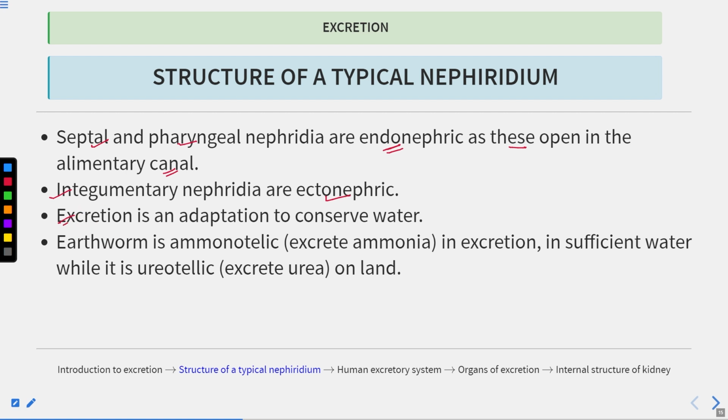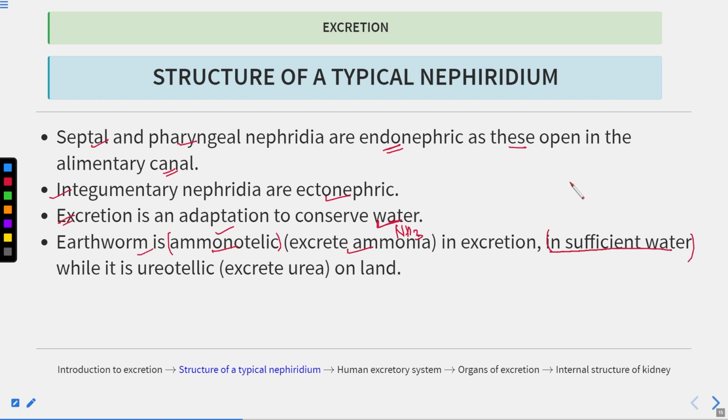Excretion in Annelida is an adaptation to conserve water. Earthworm can be ammonotelic, meaning it can excrete ammonia. We have already discussed ammonotelic organisms, where the primary excretory product is ammonia, NH3. The earthworm can be ammonotelic if it is present in an area with sufficient water. I've already told you that aquatic organisms such as fishes and octopus are ammonotelic.